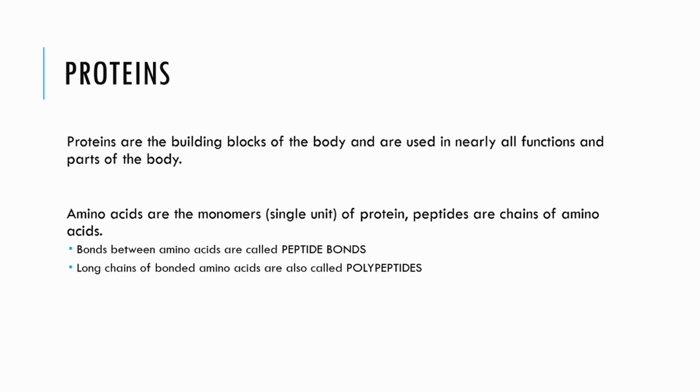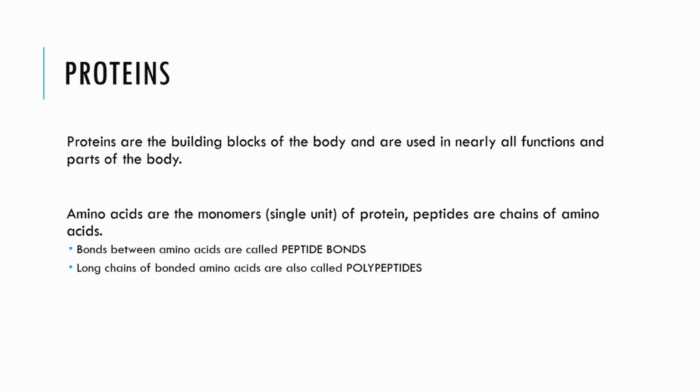Amino acids are the building blocks of proteins. We call those monomers, mono meaning one. So these are the single units, the individual building blocks of a protein. And when we start linking these amino acids together, we start forming what we call a peptide, or a peptide chain. When amino acids are linked together, we call the bond between each amino acid a peptide bond.